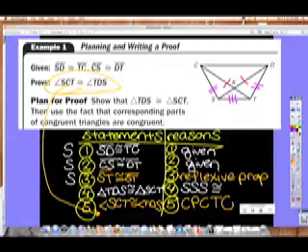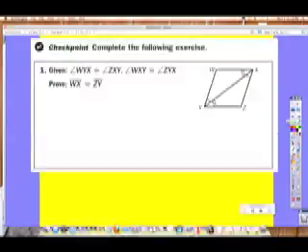Okay, next one, flip your notebooks. We actually have room in our notebooks for the next one. We're at the bottom of the page. We're at the bottom of page 85. We've got this picture. They've got the notations on there for us.